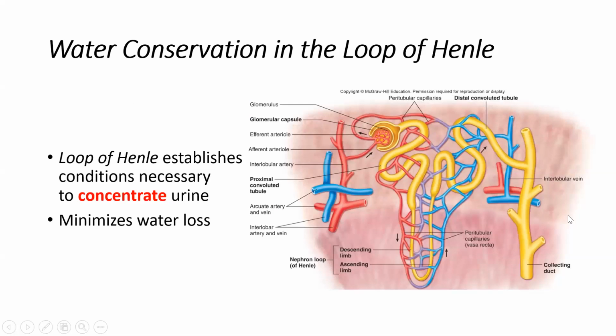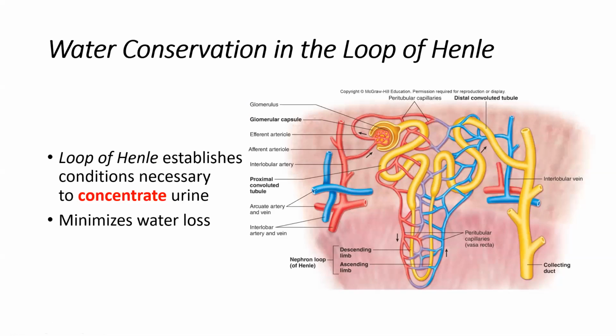Okay, now the loop of Henle. So the loop of Henle is that part of the nephron that dips down into the medulla and then dips back up into the cortex. And the loop of Henle is really important for concentrating the urine, meaning that it's going to minimize the amount of water that we lose in the urine.